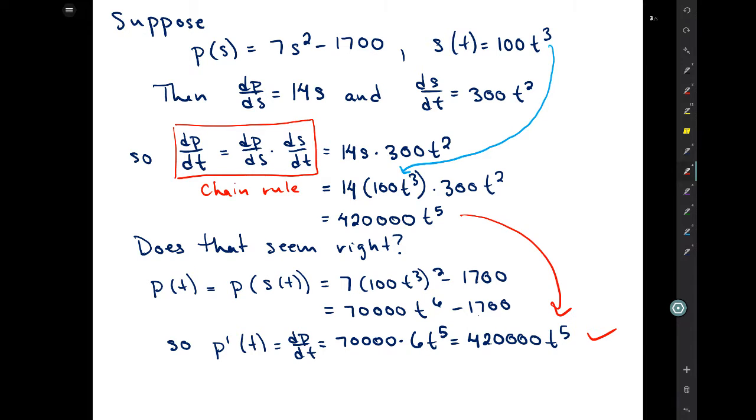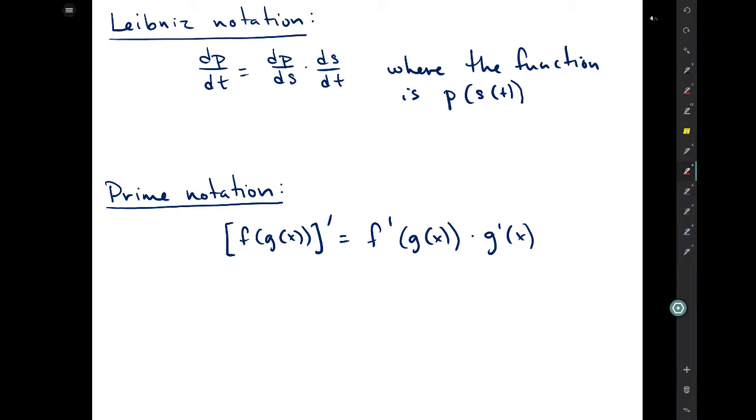So let's abstract a little bit further so that we could really see ourselves using this chain rule in any sort of situation. So what we've said using Leibniz notation is that the chain rule is dp dt is dp ds times ds dt, where we're dealing with this function p of s of t. And the thing that we notice here is that this is a composition of functions.